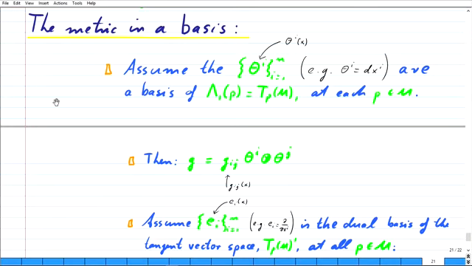Then the tensor product of those basis vectors forms a basis of the space of covariant two-tensors, and therefore the metric can be expanded in that basis. So the metric tensor is, up to coefficient functions g_ij, which are elements of Lambda^0 or just F(M), just scalar functions, times these basis vectors of the space of covariant two-tensors.